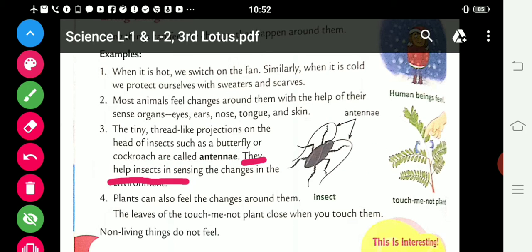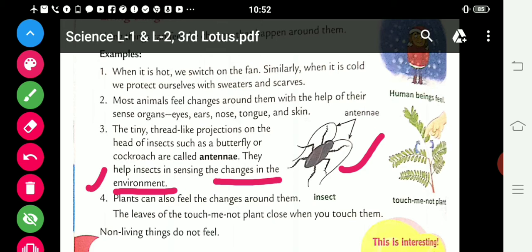They help insects in sensing the changes in the environment. They help करते हैं किसके? Insect की. In sensing the changes in the environment, कि इन्वायरमेंट में क्या चेंजेस हो रहे हैं, ये इंसेक्ट किससे फील करते हैं, किससे हेल्प मिलती है कि इन्वायरमेंट में चेंजेस हो रहे हैं, with the help of this antenna.